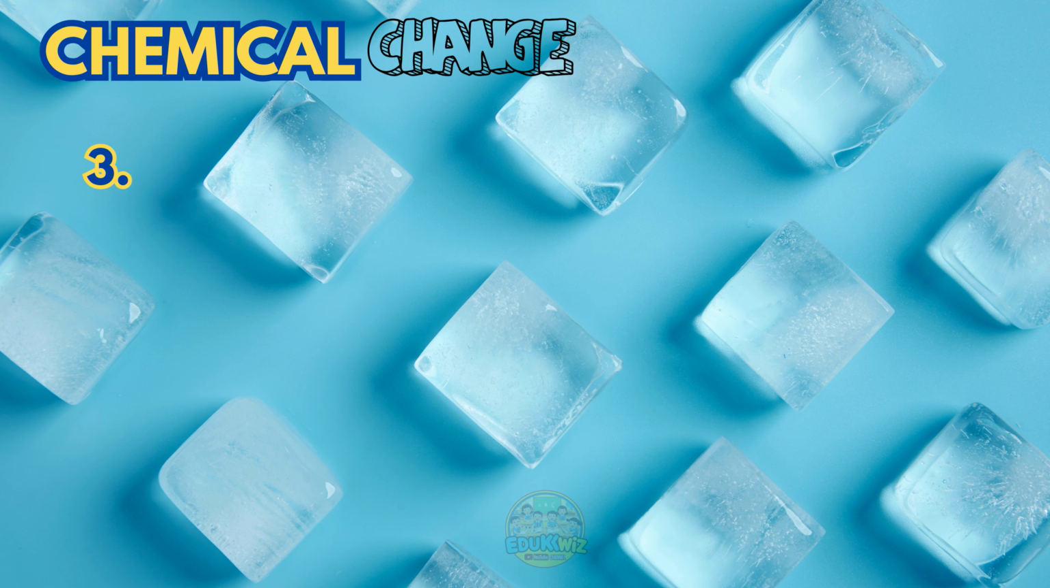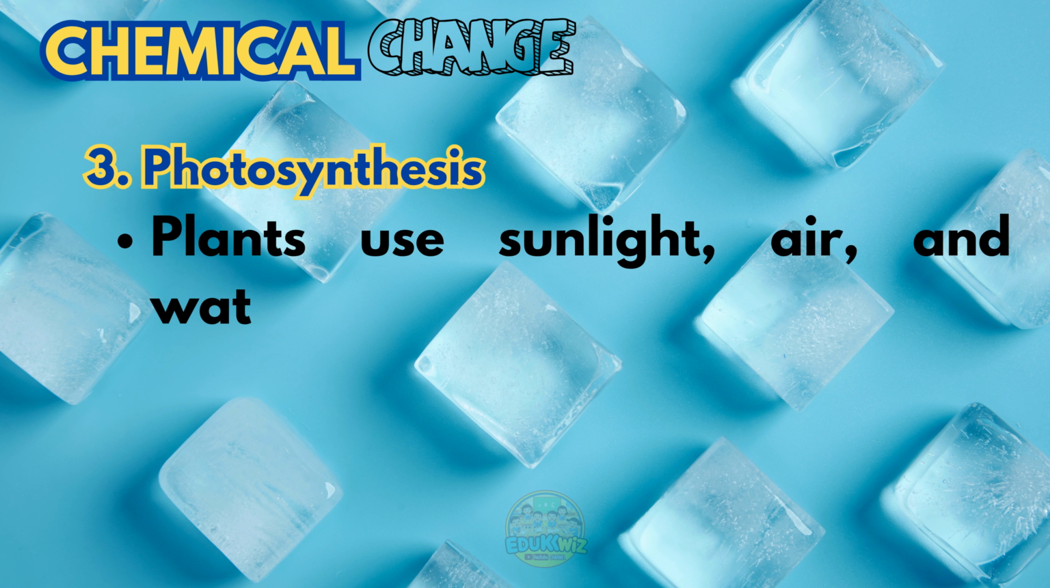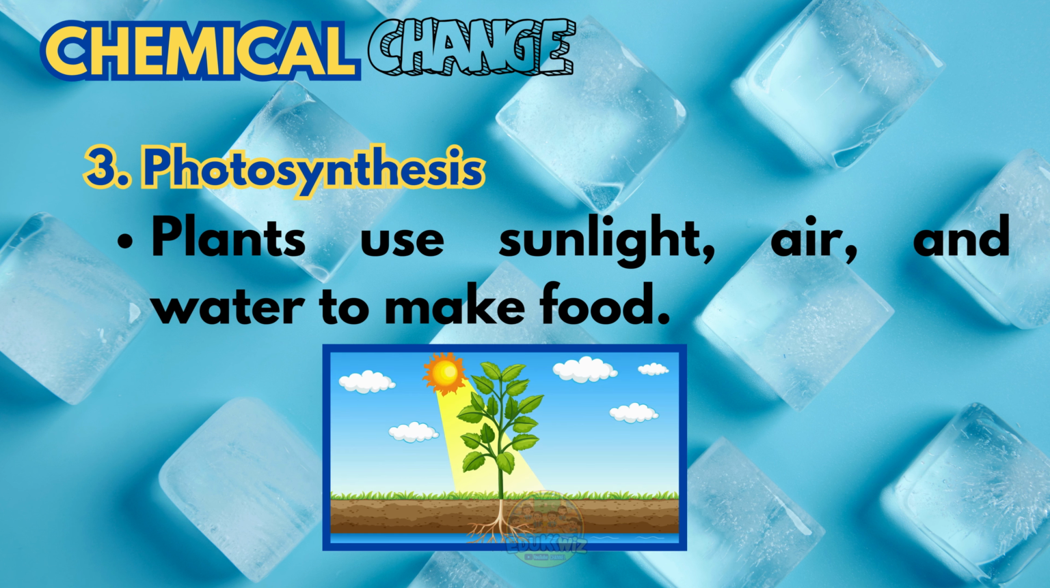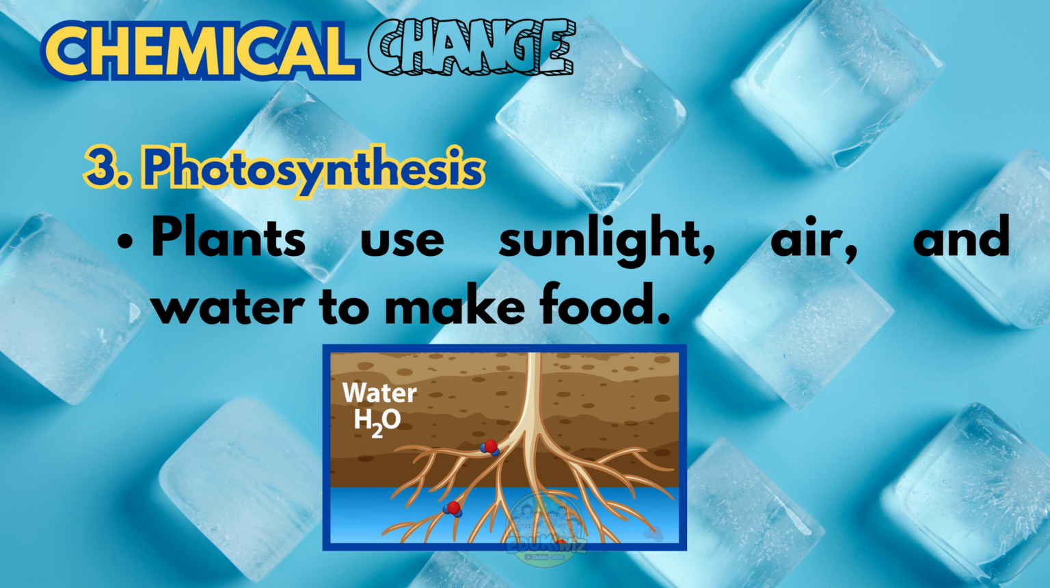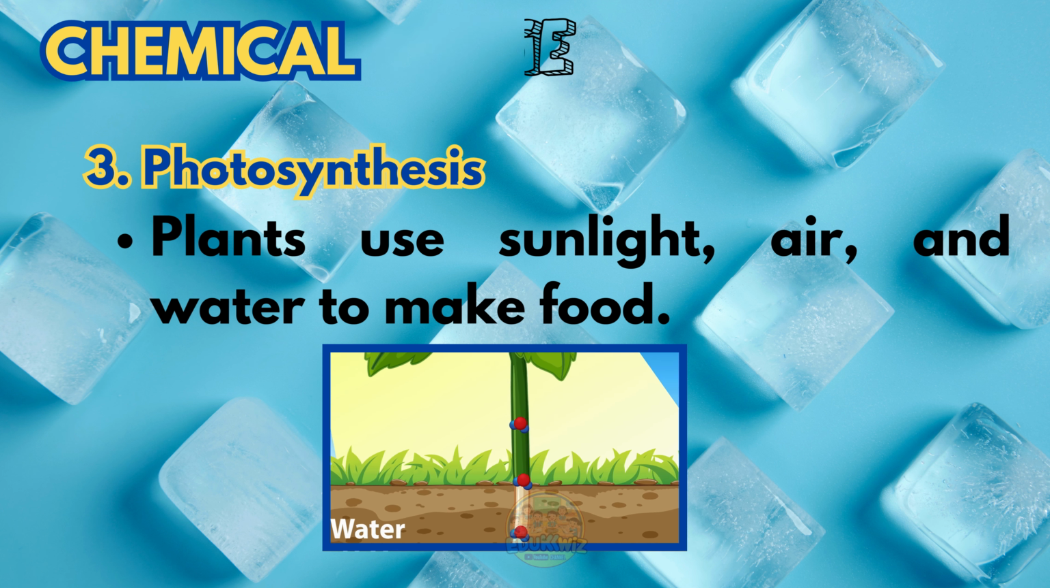Number 3. Photosynthesis. What it is. Plants use sunlight, air, and water to make food. Example: leaves making food during the day. What happens? Plants create glucose, or sugar, something totally new.